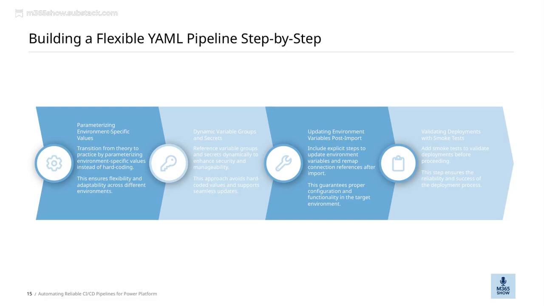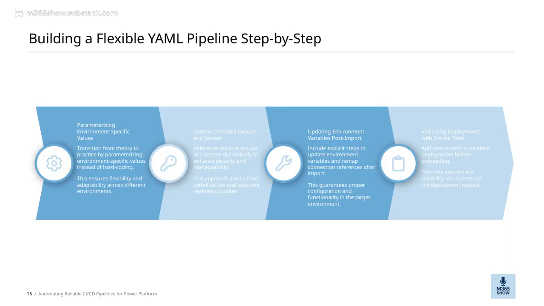Now, let's talk about building a flexible YAML pipeline step by step. One of the key aspects is adding smoke tests to validate deployments before moving forward. These tests are crucial because they help ensure that the deployment was successful and that the system is functioning as expected before proceeding further. Think of them as a quality check to catch issues early.